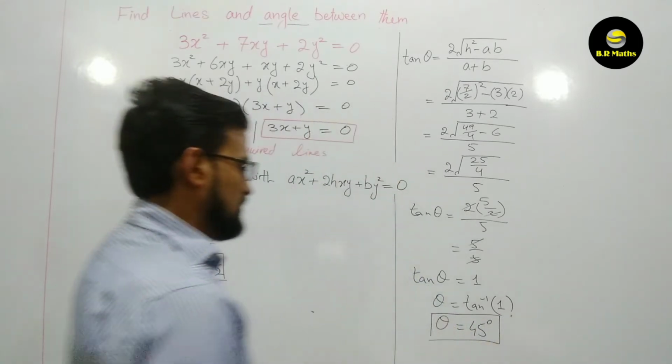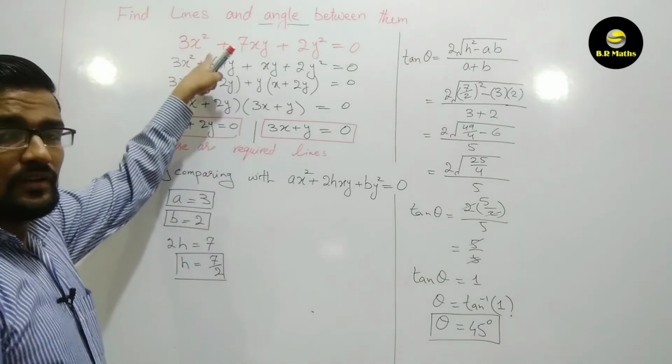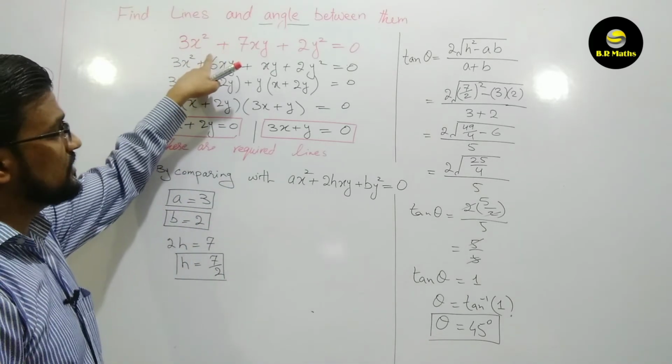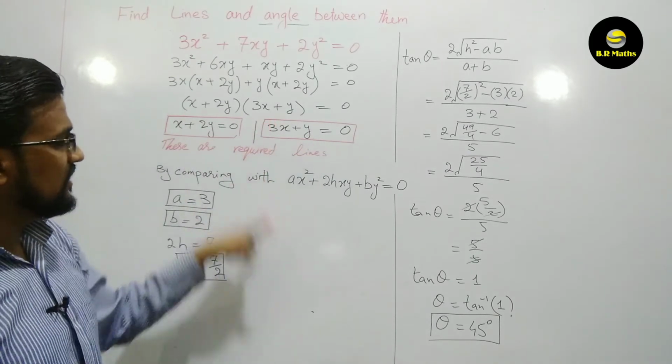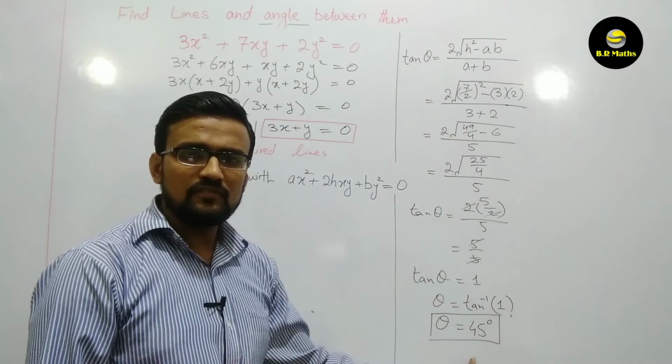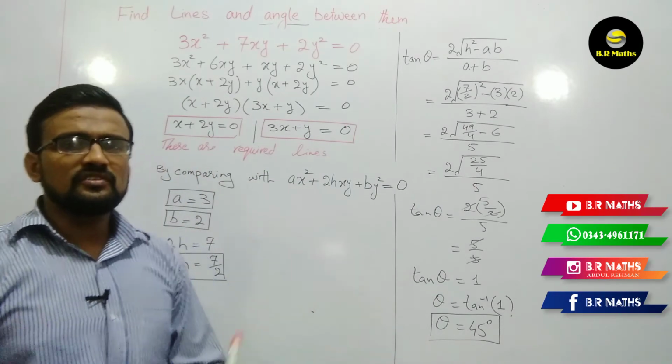Okay. So this is the final answer to the given question. Find the straight lines, and the angle between them is 45 degrees. Okay? So I hope you understand this question.